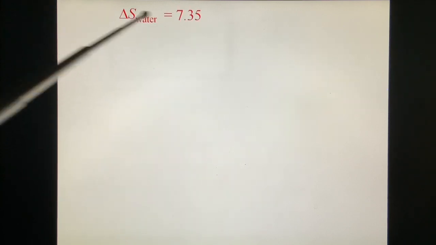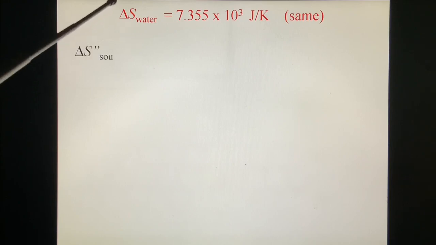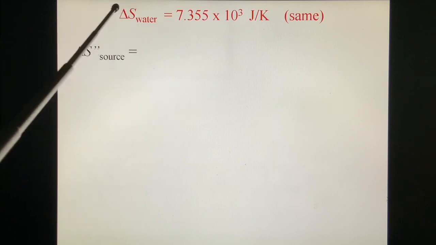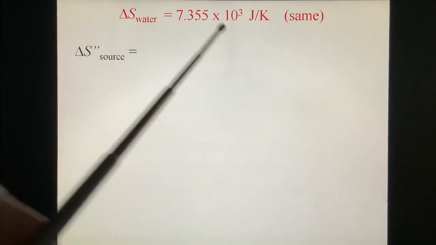So let's see the second question. We put the reservoir at 50 degrees first, and after it reaches equilibrium, you put it in contact with the reservoir at 100 degrees, and all the water changes to 100 degree water vapor. So the entropy change of the water is the same.